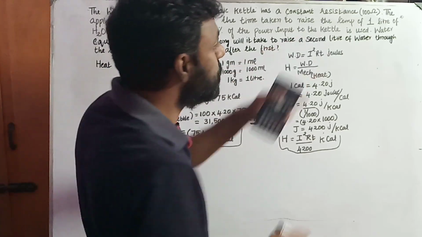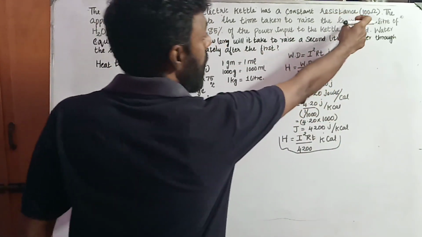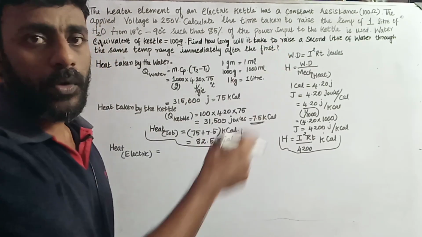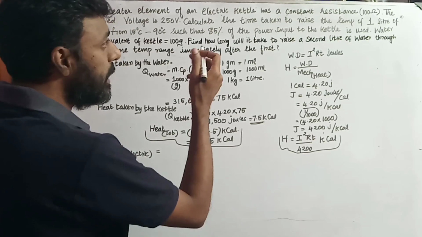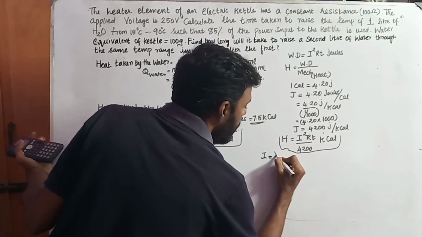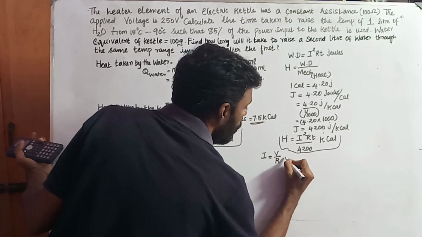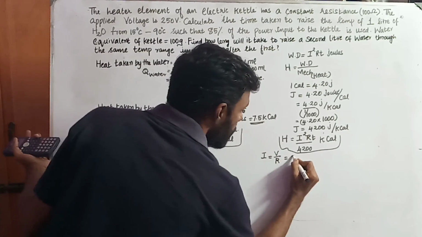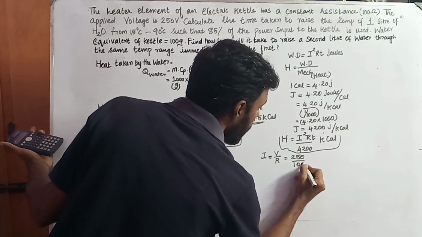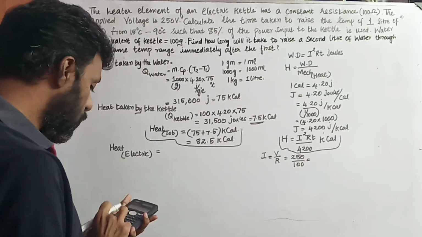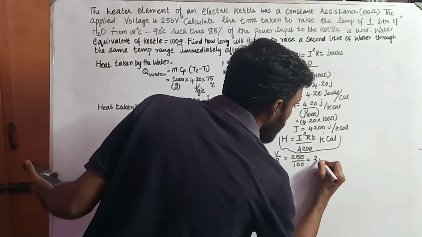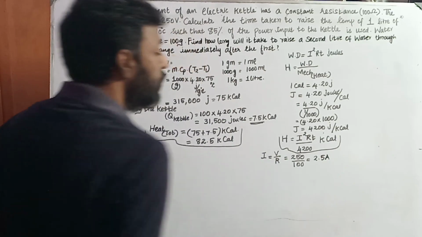But we know that we are left with 100 ohms and 250 volts as the operating voltage. With voltage and resistance value, we can find I through Ohm's law. I will be equal to V divided by R. V, the operating voltage, is 250 volts, and the resistance is 100. So 250 divided by 100 will be 2.5 amperes.